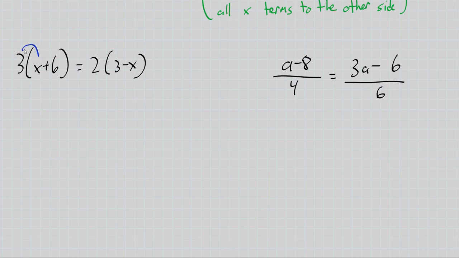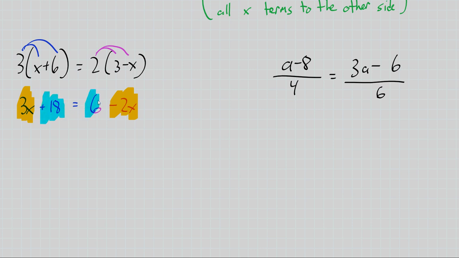So 3 times x and 3 times 6. 3 times x is 3x, plus 3 times 6 is 18. On the right-hand side, we've got 2 times 3 and 2 times negative x. So 2 times 3 is 6, and 2 times negative x is negative 2x. Already looking better. And then we've already got x terms like those ones, and we've got constants, which are the other ones, these guys. So we'll combine them.